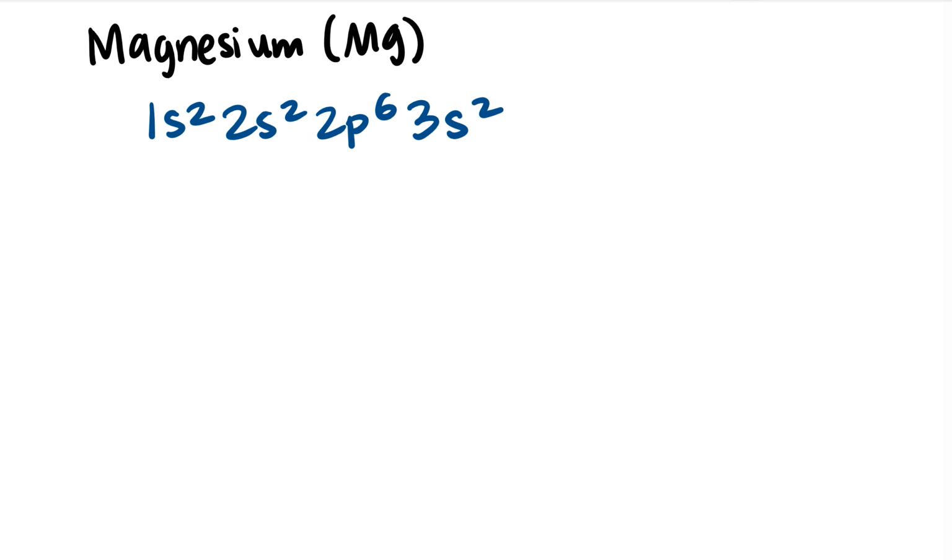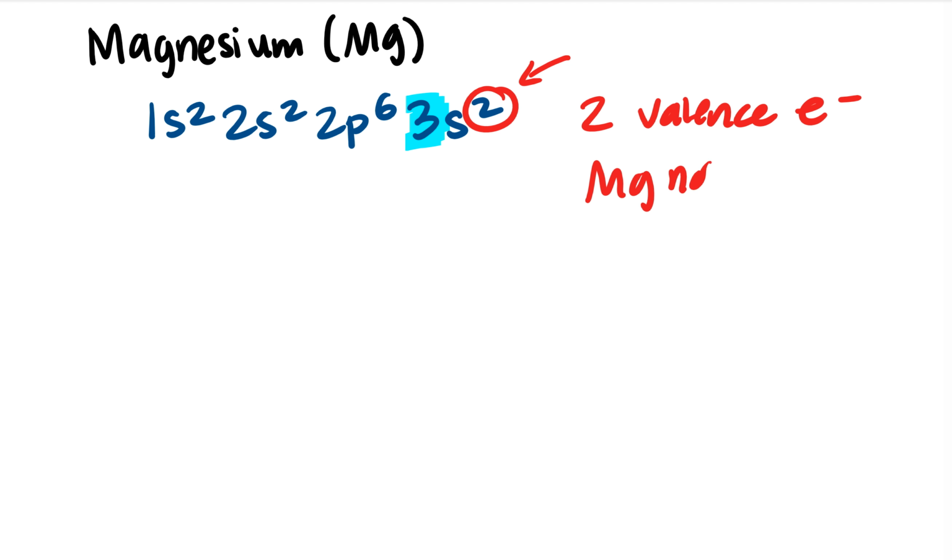From the electron configuration, I can determine the number of valence electrons. Look for the biggest coefficient. It's the number 3. The third energy level is the highest occupied, so the number of valence electrons is going to be 2 valence electrons. Magnesium is not stable because it has only 2 valence electrons. Remember, the perfect number is 8.